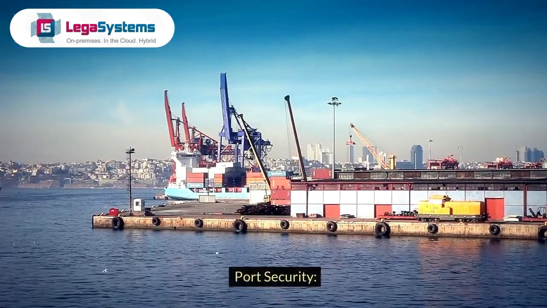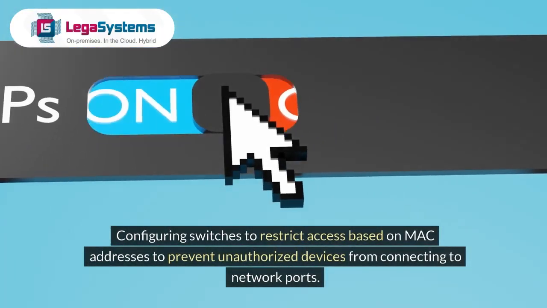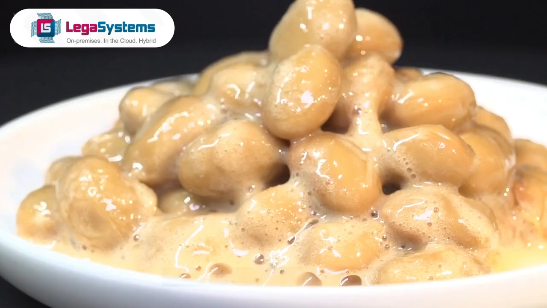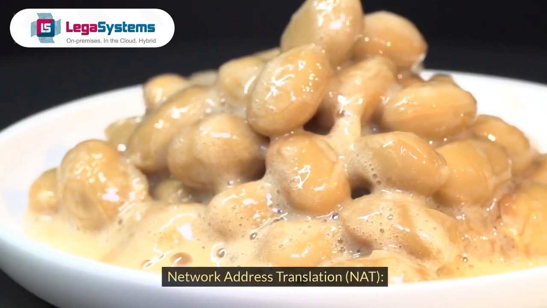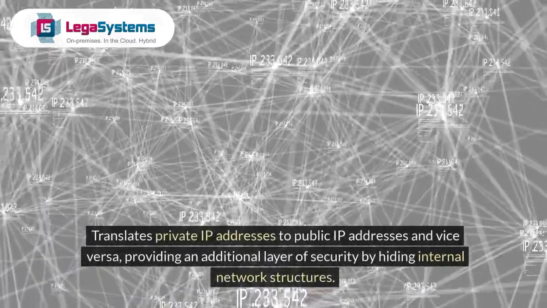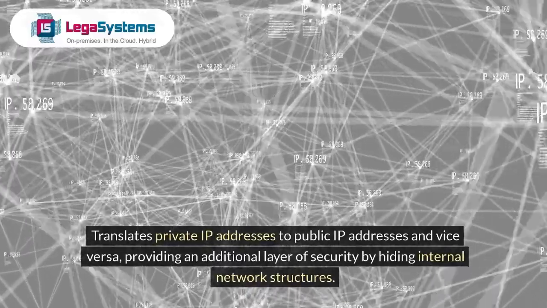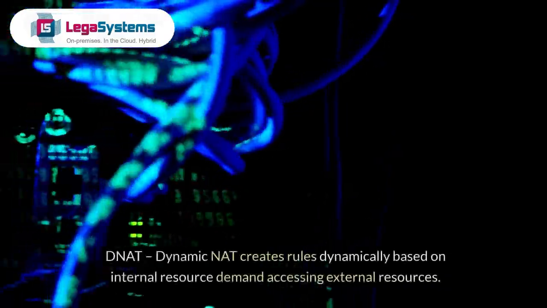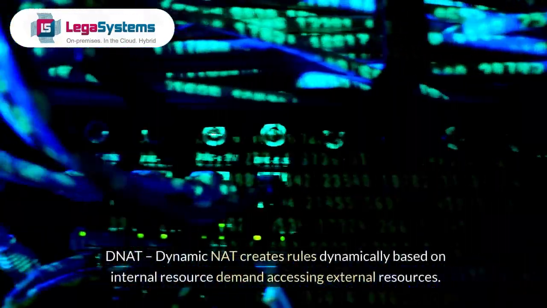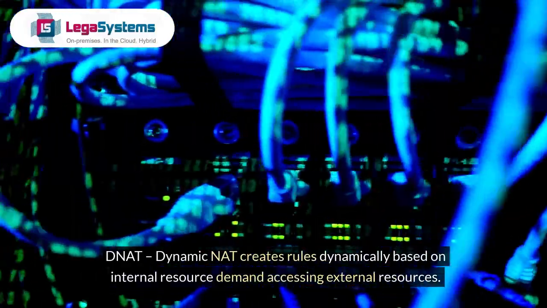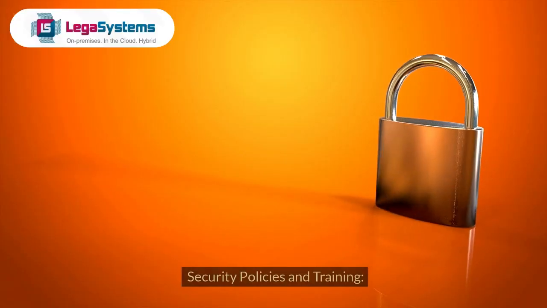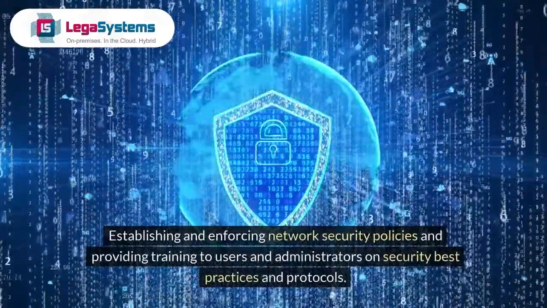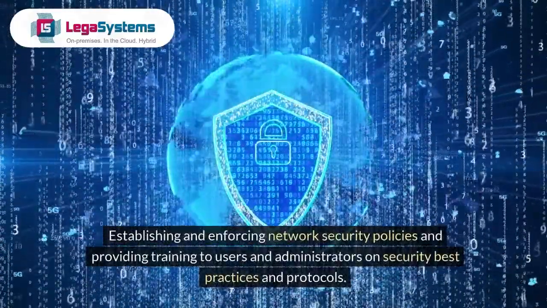8. Port security, configuring switches to restrict access based on MAC addresses to prevent unauthorized devices from connecting to network ports. 9. Network address translation, NAT, translates private IP addresses to public IP addresses and vice versa, providing an additional layer of security by hiding internal network structures. 10. DNAT, dynamic NAT, creates rules dynamically based on internal resource demand accessing external resources. 11. Security policies and training, establishing and enforcing network security policies and providing training to users and administrators on security best practices and protocols.